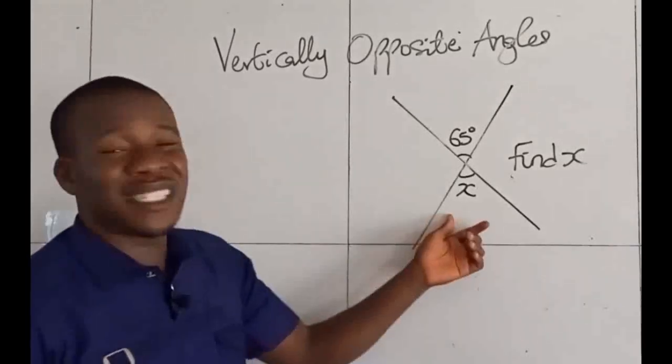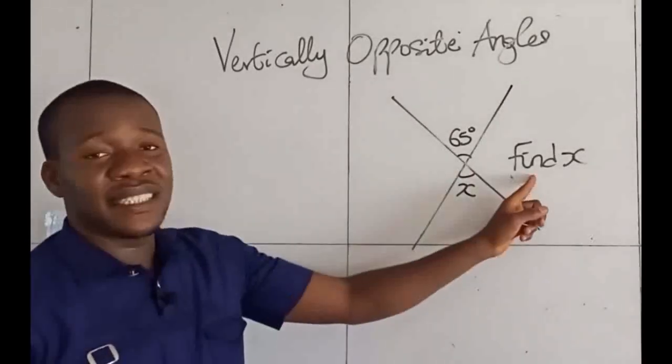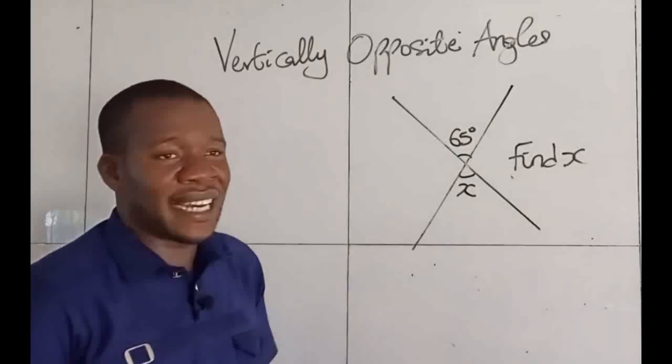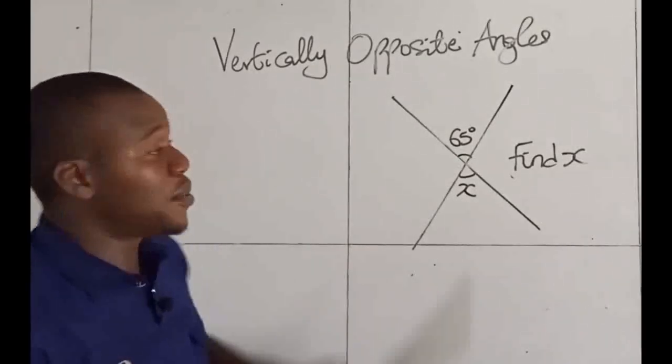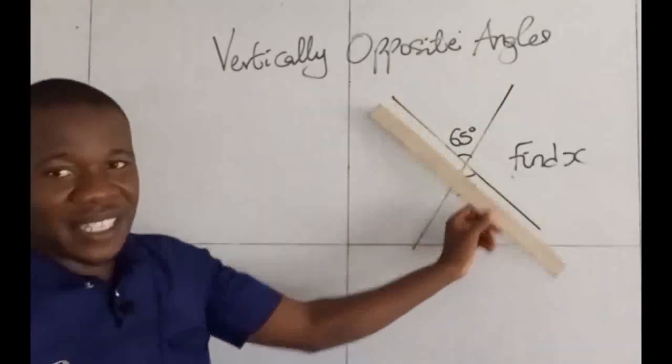Today, we want to solve this very easy problem. We have a diagram and we are asked to find the value of angle X. So when you look at the diagram very well, you will notice that this is a straight line and this is also a straight line.